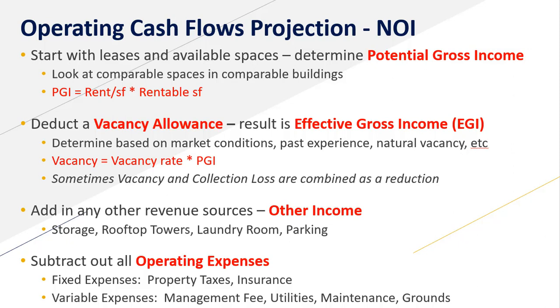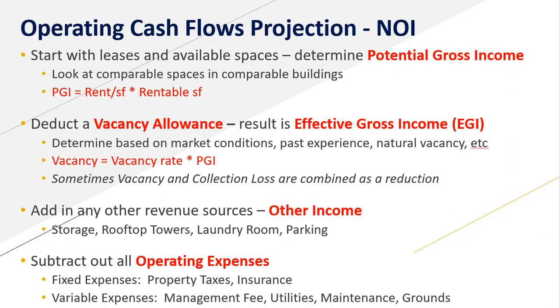Frequently, with leases in place, we'll just take a look at the leases in place, multiply the rent per square foot times the leased square feet, and then for the vacant space, we'll take the number of rentable square feet in that vacant space, and then multiply it times the appropriate rent, the market rent for that space. So that gives us the potential gross income.